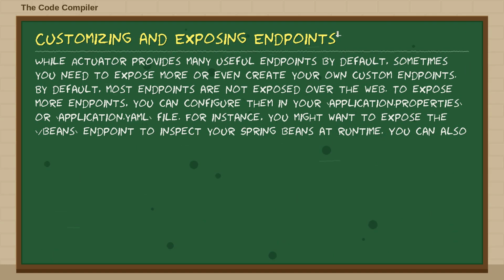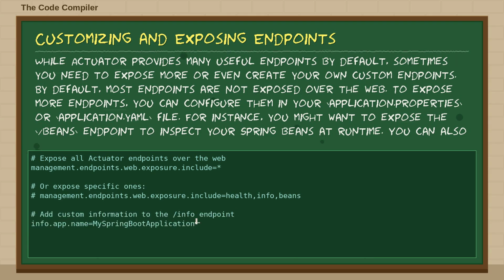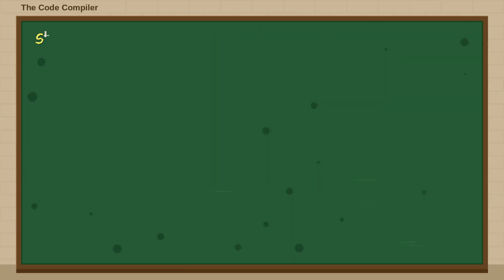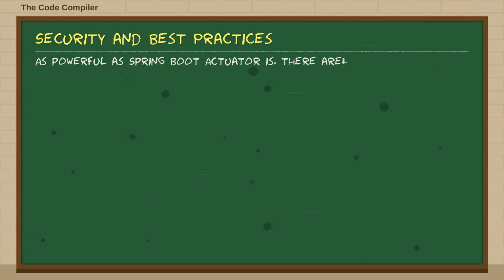It is all about giving you control over what information you want to monitor and manage. Remember, always be mindful of security when exposing endpoints, especially in a production environment. Let us see how to expose all endpoints using application.properties.